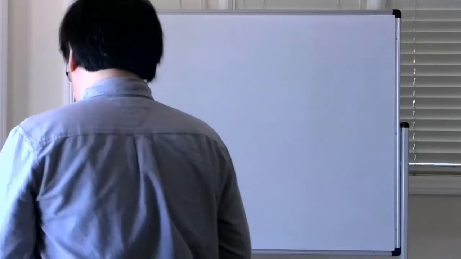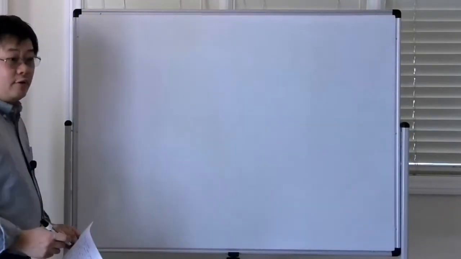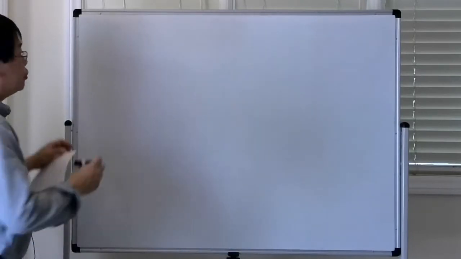All right, so I'm going to talk about one possible way of deriving one-step methods, which are referred to as Runge-Kutta methods.